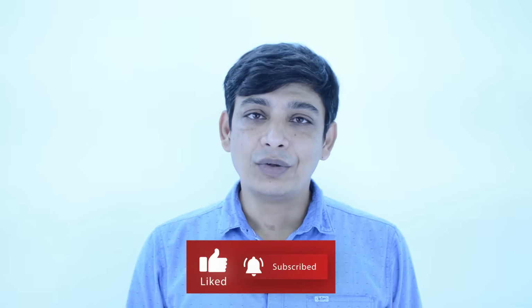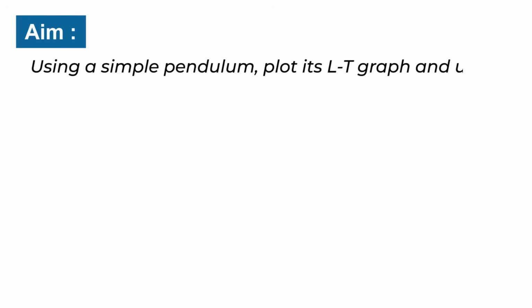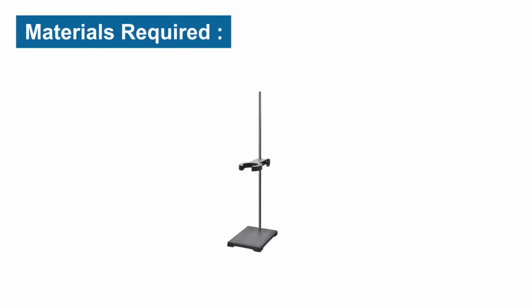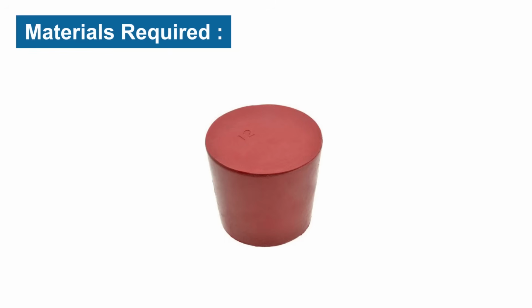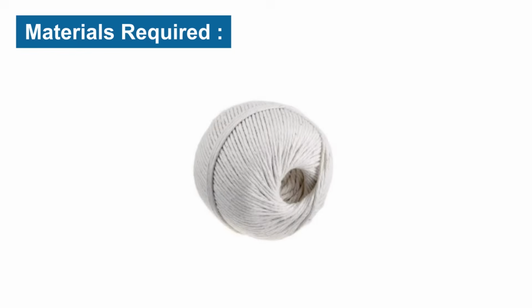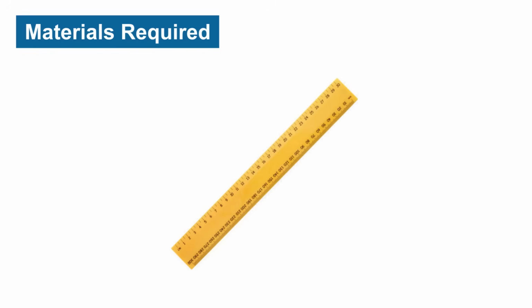In this session, we will do an experiment on a simple pendulum. The aim of the experiment is, using a simple pendulum, to plot an L-T square graph and use it to find the effective length of a seconds pendulum. Materials required: a clamp with stand, a bob with hook, a split cork, a stop clock, a Vernier caliper, cotton thread and a half meter scale.